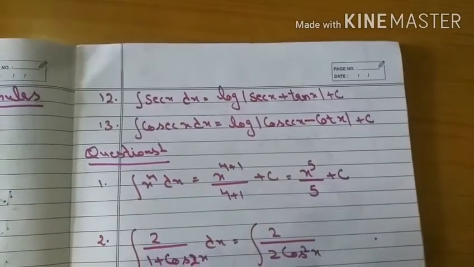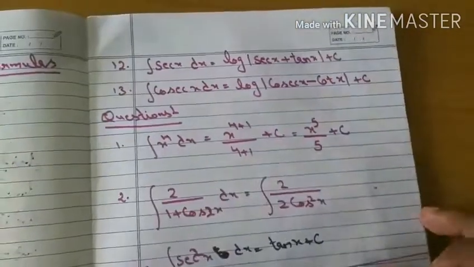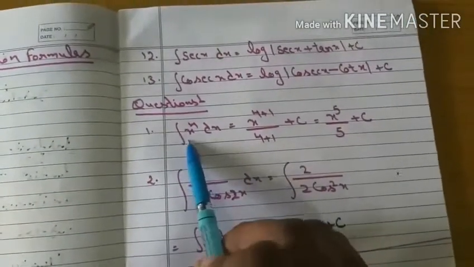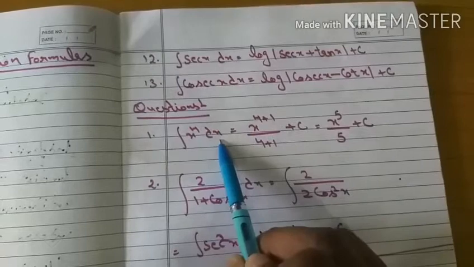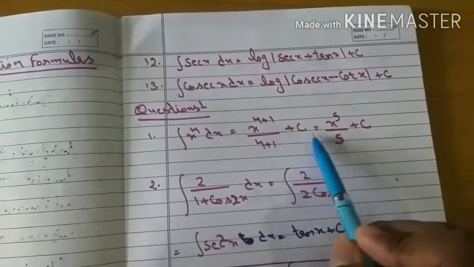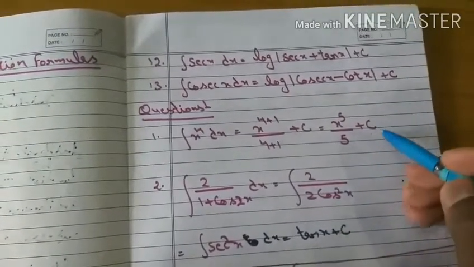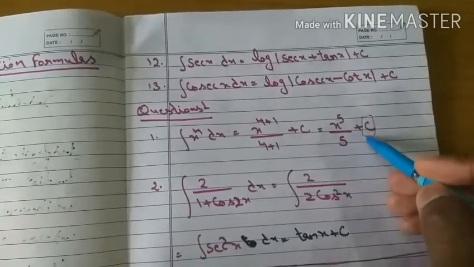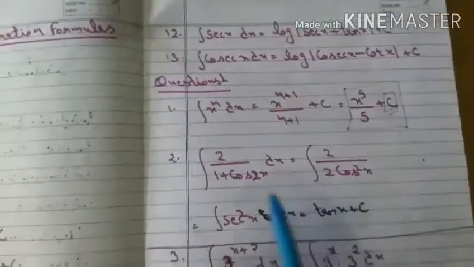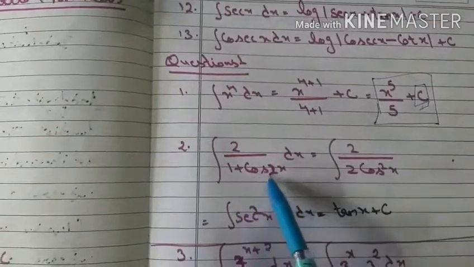So students, you have to learn all these formulas because they are very useful in deriving the results. Now we will try very basic questions. The very first is calculate integral of x raised to power 4 dx. It will be equal to x raised to power 4 plus 1 upon 4 plus 1 plus c, that is x raised to power 5 upon 5 plus c. And remember one thing, you always have to put a constant c in the result of indefinite integral.